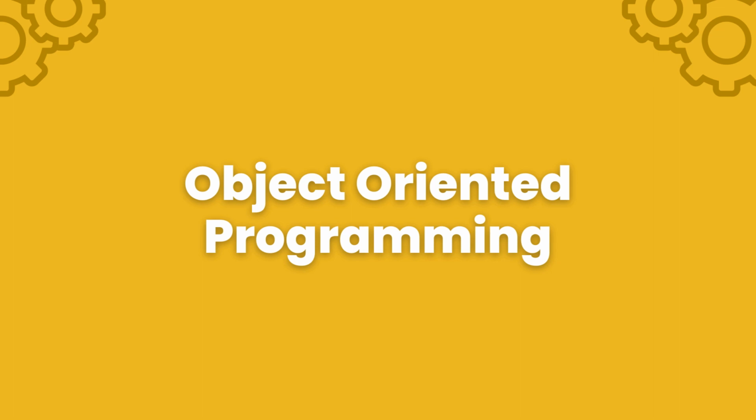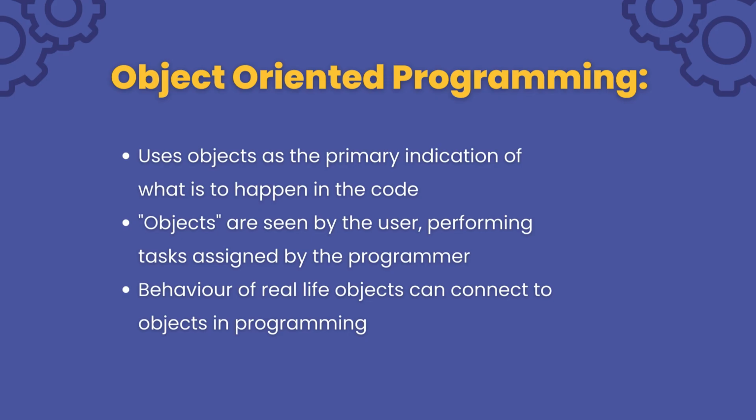Now that you have learned the basics of Java, you are ready to learn about object-oriented programming in Java. So what is object-oriented programming? As the name suggests, object-oriented programming uses objects as the primary source or indication of what is to happen in the code. These objects are seen by the user performing tasks that are assigned by the programmer.